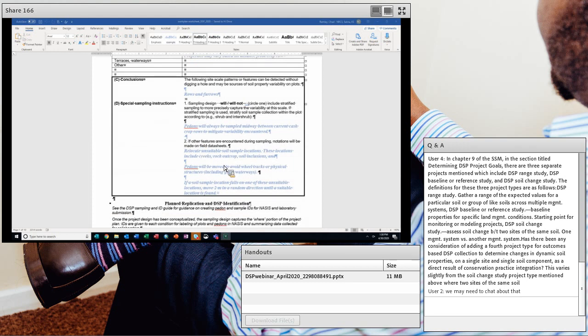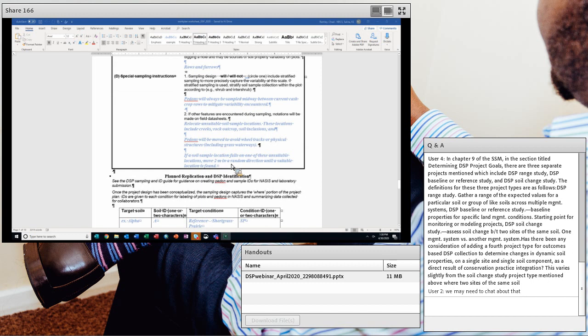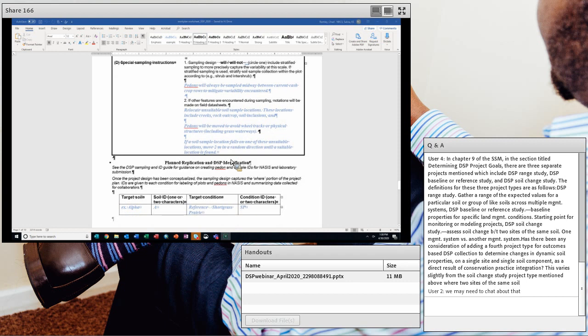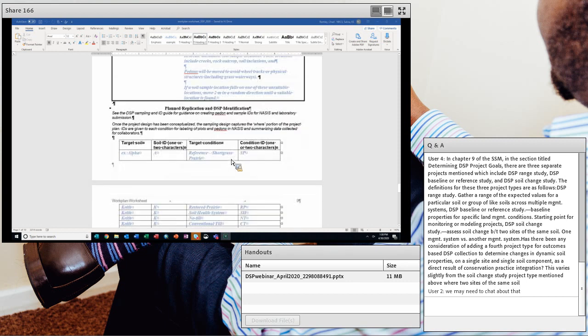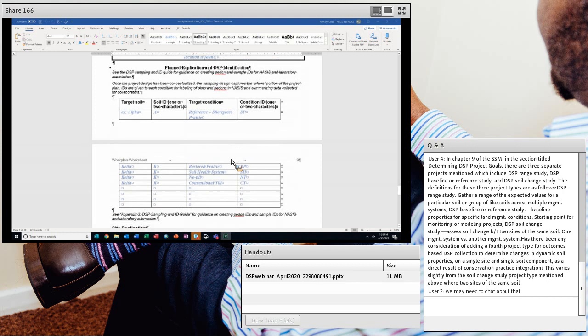Conclusions, how we'll sample, any special instructions. We obviously say we'd be midway between the rows. Rows and furrows would be our biggest issue. If we had to relocate, what would we do? Avoid rock outcrops, things like that. Keep out of wheel tracks, anything like that.